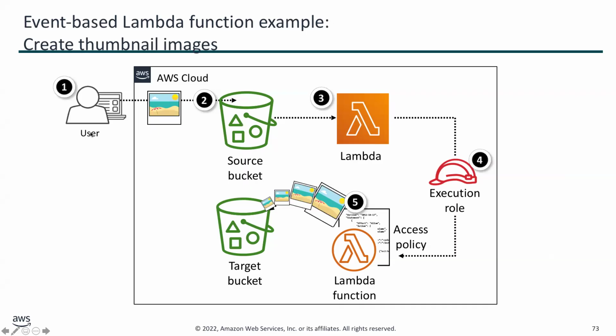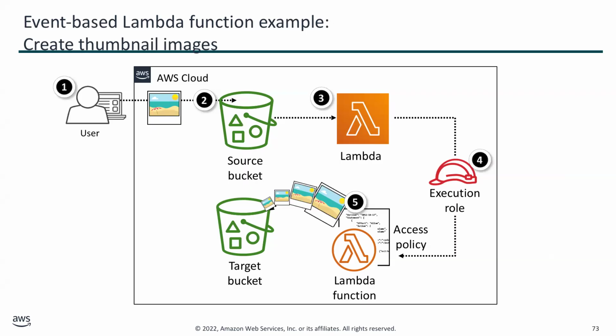So the user will simply upload that image to some S3 bucket, some space there. That's how you are configured, within the AWS cloud. That's the source bucket. Now you have Lambda. So what will the event be? Someone has uploaded an image to the source bucket. Something happened, right? That's the event.